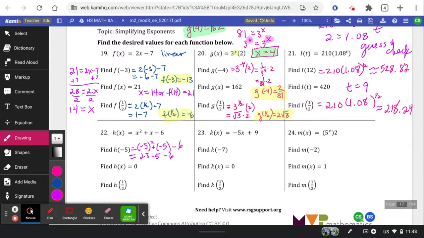So 25 minus 5 is 20. 20 minus 6 is 14. So we say h of negative 5 equals 14. And that's our output. Let's go do the output of 1/2.